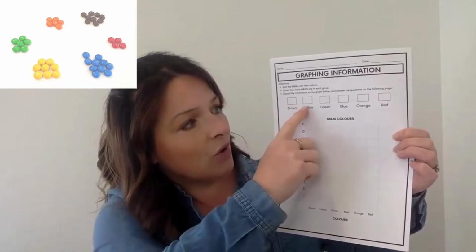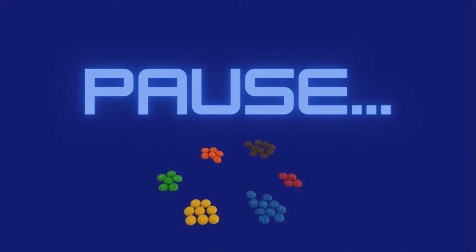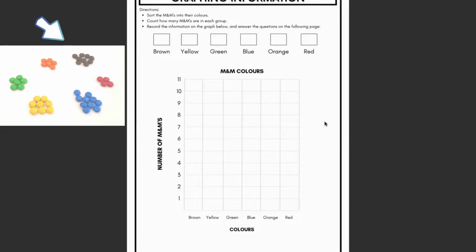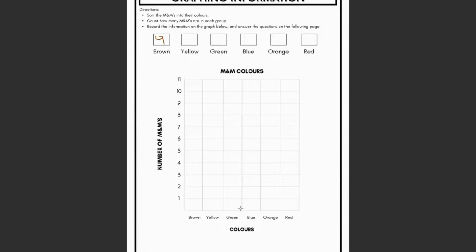So you're going to go ahead and count how many of each different colour M&M you had, and you're going to write them in the boxes along the top. The next thing you need to do is complete the graph to record our information, the data that we've collected. So we know that there are 9 brown M&Ms. So I'm just going to write 9 into the box up here. And now I'm going to put that information, that data, into the graph below.